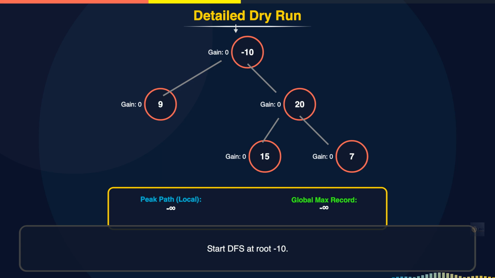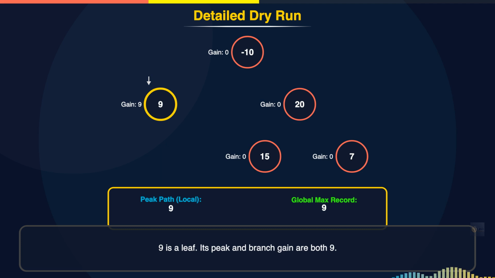First, we visit 9. Since 9 is a leaf, its children return 0. Its own branch gain is 9 plus 0, which is 9. It also checks its peak, which is just itself. We update our global max to 9.